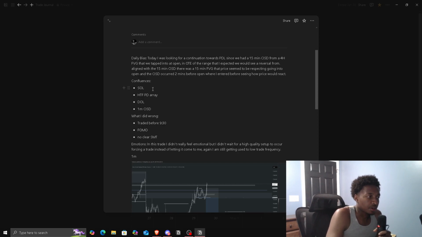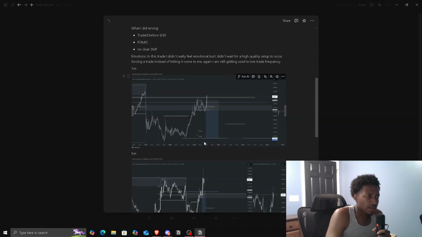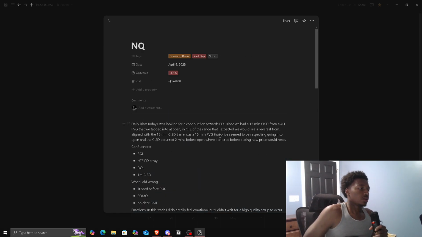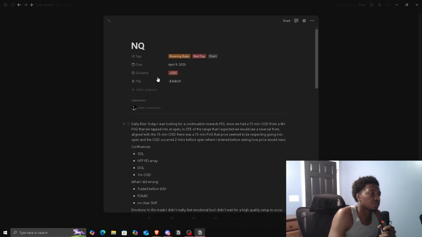Confluence: sweep liquidity, high time frame PDRA, draw on liquidity, CISD. What I did wrong: traded before 9:30, FOMO, no clear SMT. The strategy would've felt emotional, but I didn't wait for a high quality setup to occur, forcing the trade instead of letting it come to me. I'm still getting used to low trade frequency. So that's kind of what my main thoughts were for the trade and why I went wrong.